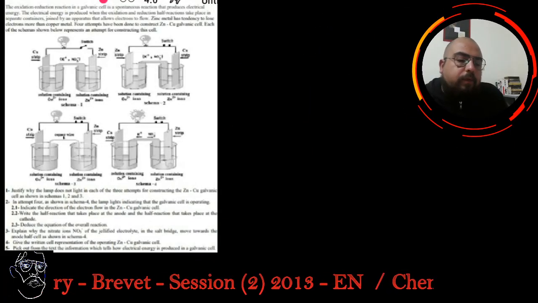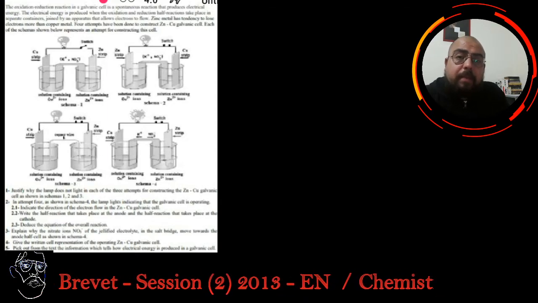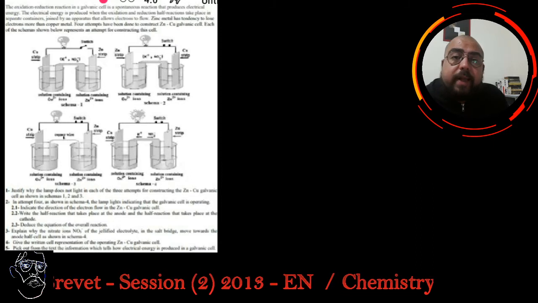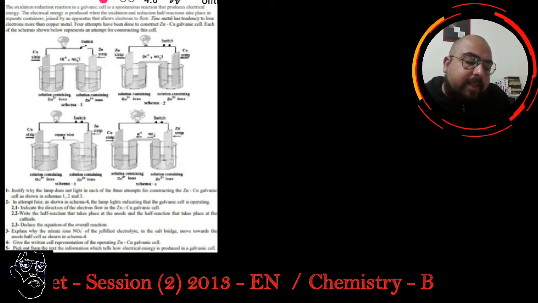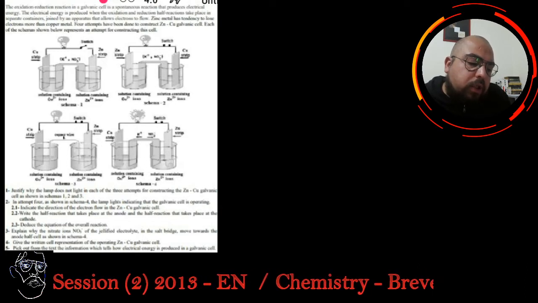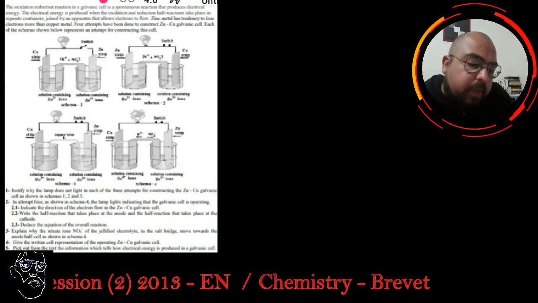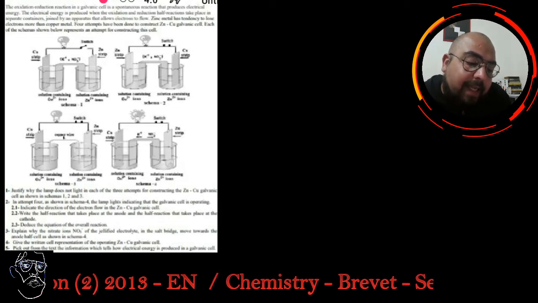Today I'm gonna solve the third exercise from second session 2013 chemistry, which is an exercise related to electrochemistry. So let's start. Zinc copper, ZnCu galvanic cell. The oxidation reduction reaction in a galvanic cell is a spontaneous reaction that produces electrical energy.